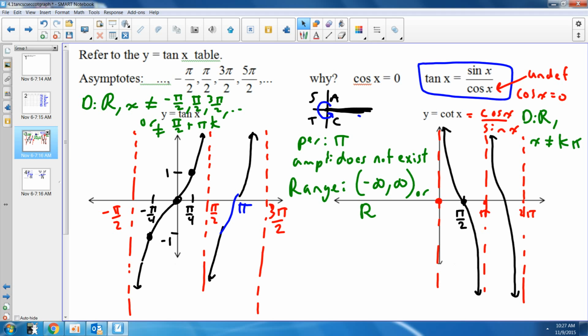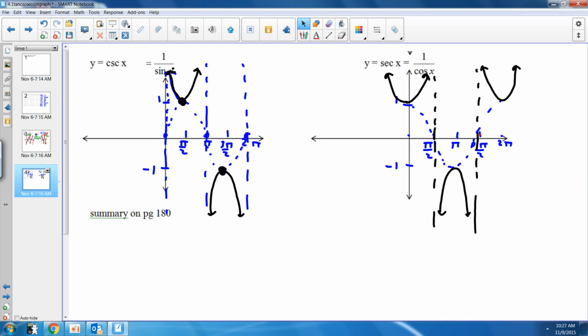Last two going through all four again, and then we're done. Do it the same exact way, period. On both of them, one complete period of the pattern is going to go from 0 to 2 pi. So your period is back to 2 pi. Same as sine and cosine, right? The amplitude is going to be max minus min divided by 2, which actually does not exist because there is no max, there is no min.